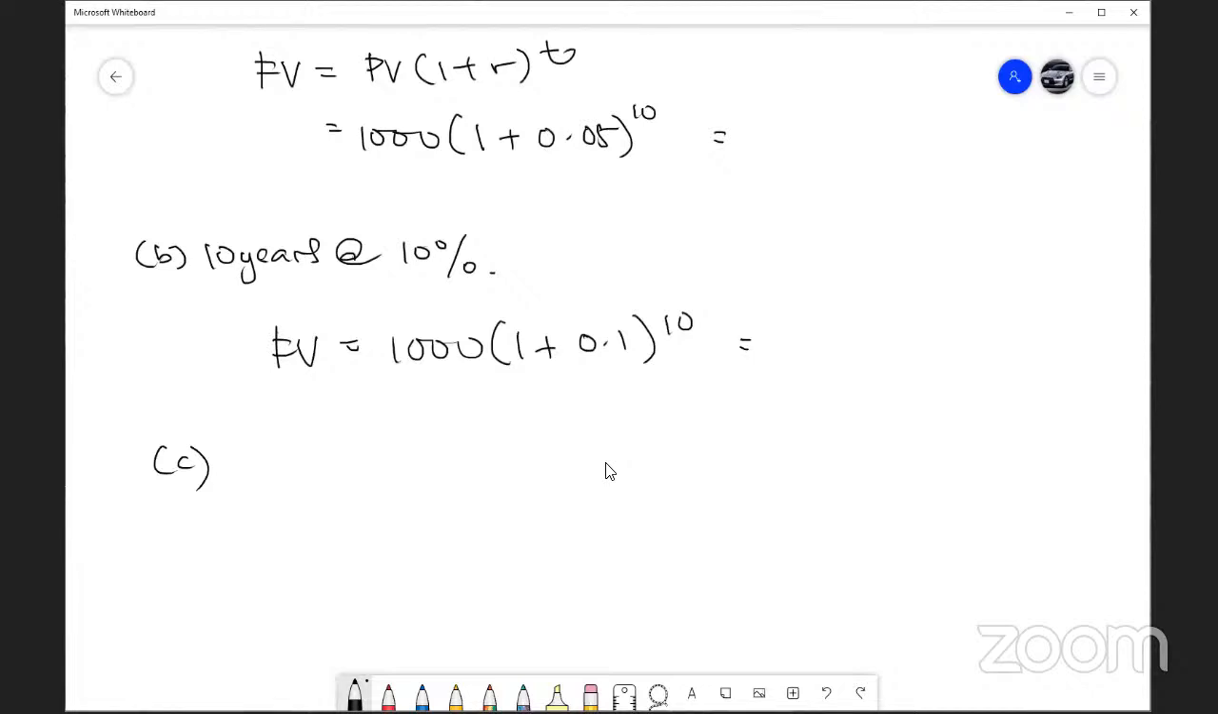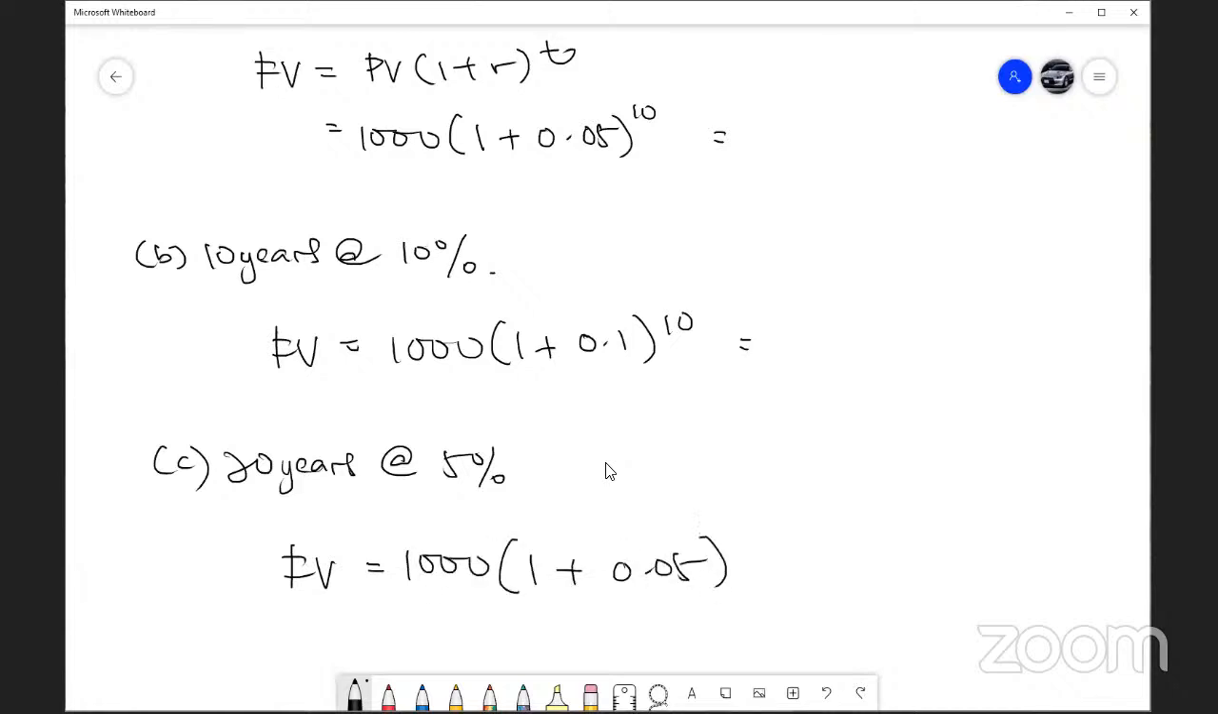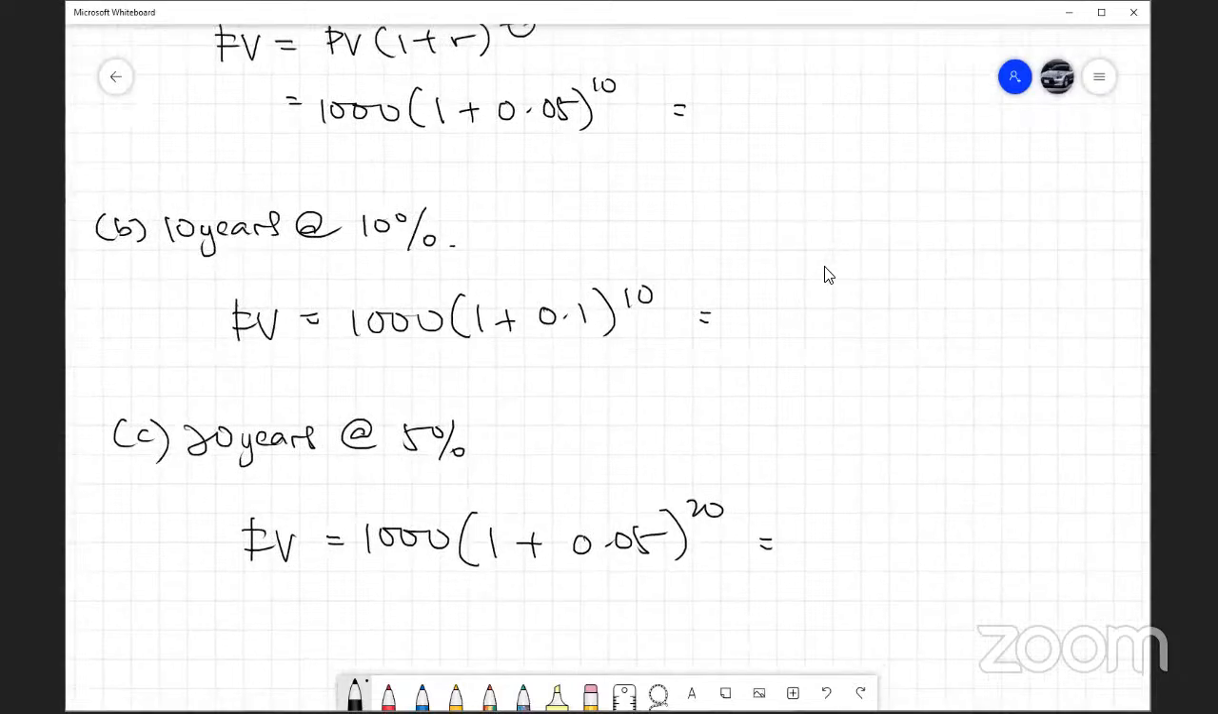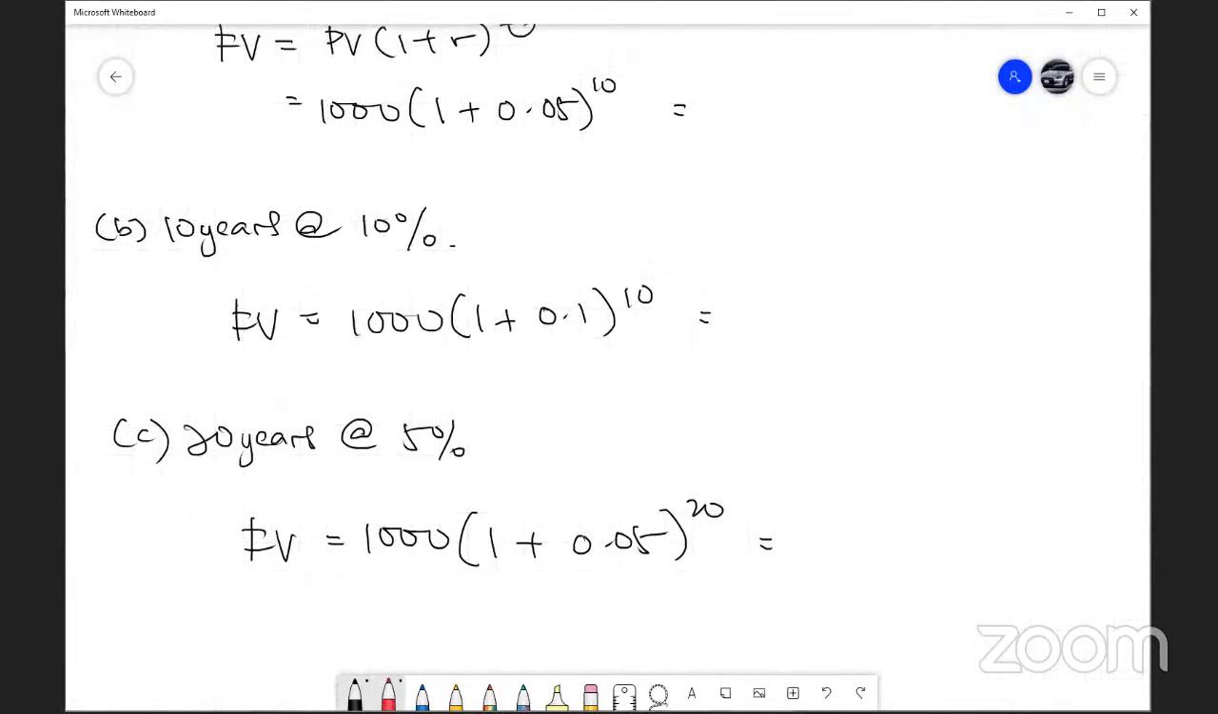C, 20 years at 5%. FV equals 1,000 times (1 plus 0.05) to the power of 20. Okay, so find out the answer. A, B, and C. Use a scientific calculator or your financial calculator, both shouldn't be an issue. This is very simple.